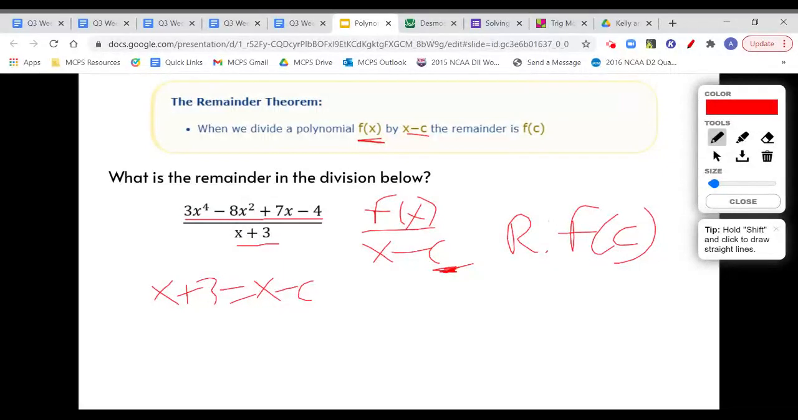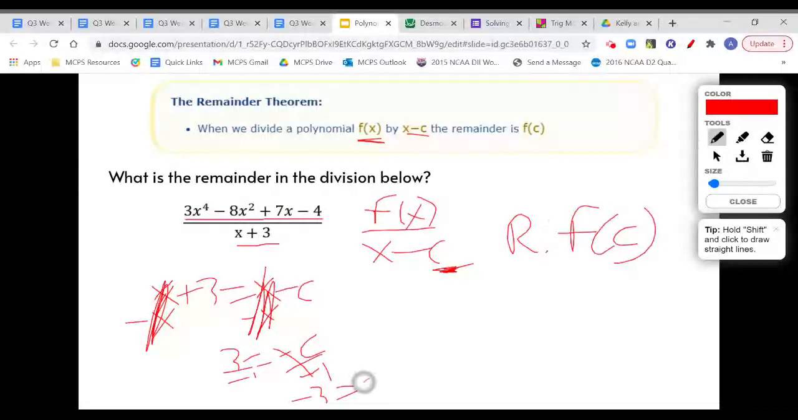Two ways to think about this. In class, we learned you can actually solve this to solve for c. You could subtract x from both sides, they'll go away, and you would find that 3 equals -c. I can divide both sides by -1, and I would find that -3 is equal to c, meaning I want to find f of -3.